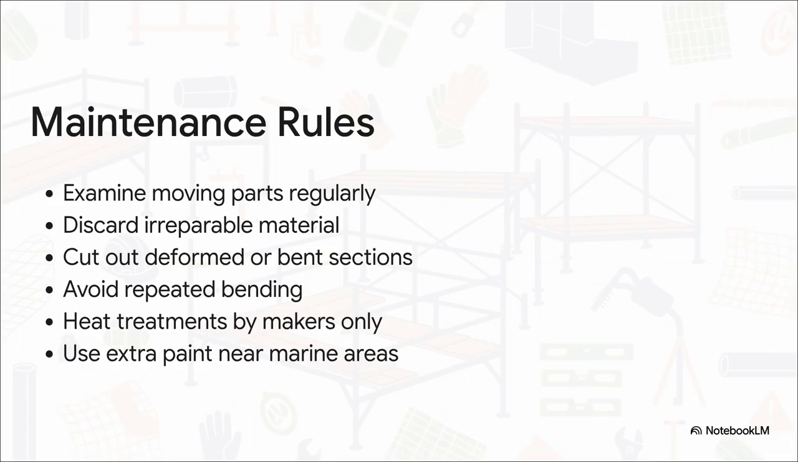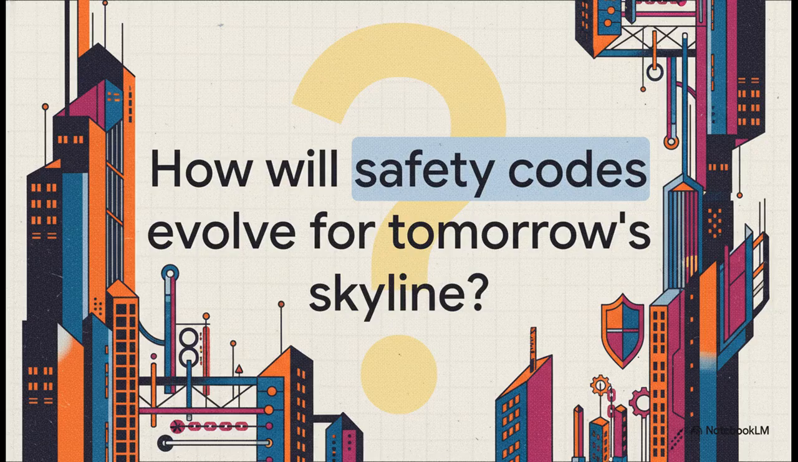Oh, and finally, if you're working in a marine environment, always slap on a few extra coats of paint for good measure. It really is an incredible system of rules and metallurgy, isn't it? Which leaves us with a provocative thought. As our architecture pushes the boundaries, building higher and faster than ever before, how will the very codes that ensure our safety, like IS 4114-1, need to evolve to meet the extreme demands of tomorrow's skyline?